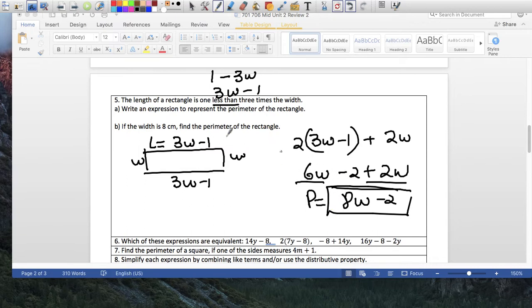So the perimeter is represented by this particular expression. Part B says if the width is 8, find the perimeter of the rectangle. So I'm going to replace that w with an 8, and 8 times 8 is 64, and minus 2 gives us 62. So the perimeter is 62 units.